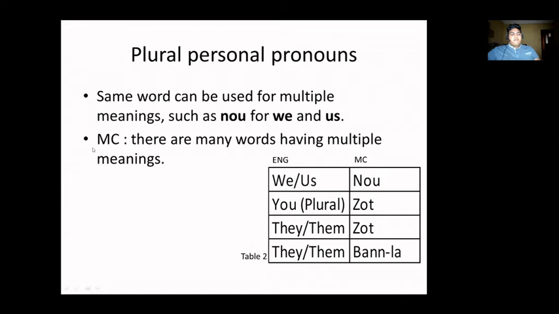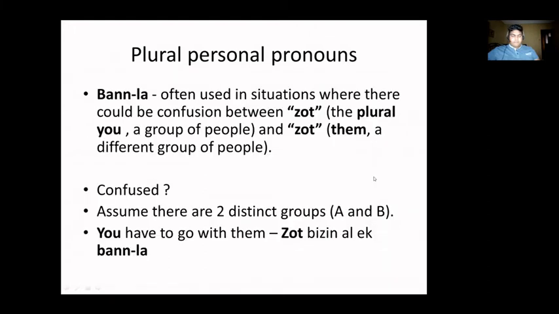I have written here that in Mauritian Creole there are many words having multiple meanings, and I have given examples here such as nous for we and us. So in table 2 you would see the first example of plural personal pronouns in English, we and us. In Mauritian Creole they would be nous.